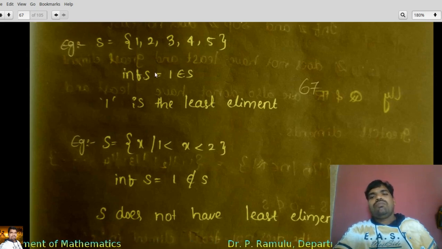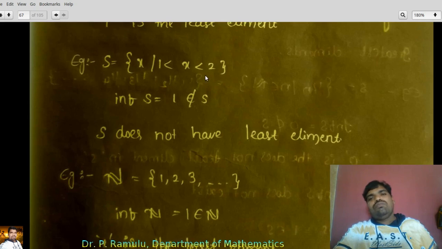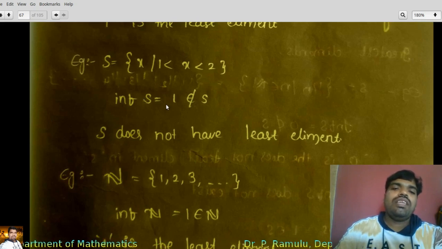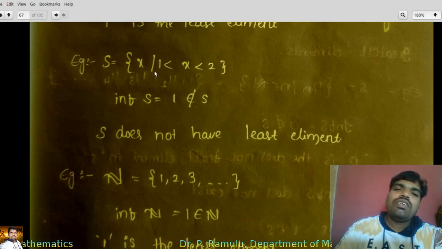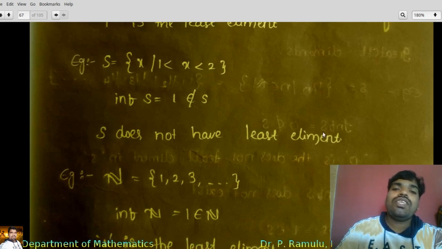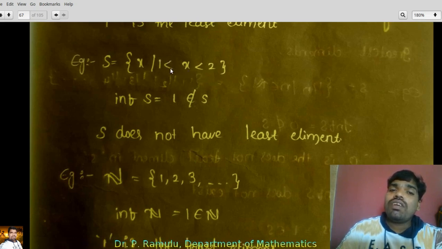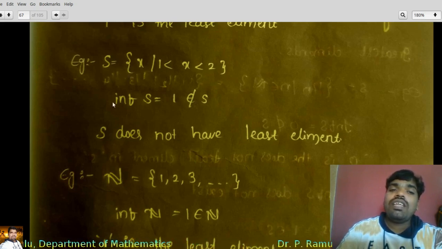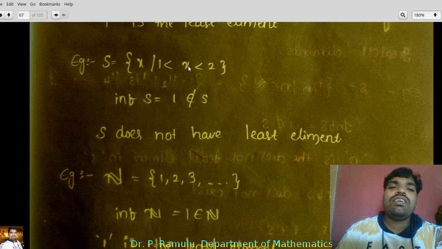Therefore, the infimum is the least element. 1 is the least element. If I take S equal to the set of x such that 1 is less than x less than 2, what about this set? The infimum of S does not belong to S. That means this element does not belong to S, so S does not have a least element. If I put 1 less than or equal to x less than or equal to 2, then 1 is a member of S, and only then can we say that the infimum of S is a member of S, so 1 is the least element. Here, 1 is not the least element.